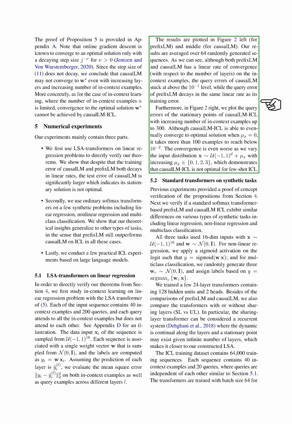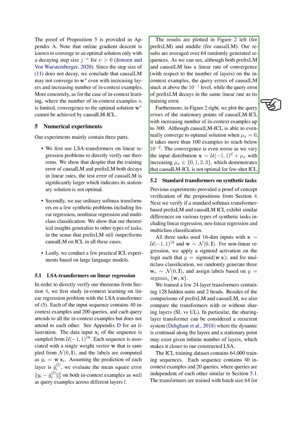Secondly, we used standard softmax transformers on a few artificial problems, including linear regression, nonlinear regression, and multiclass classification. We found that our theoretical insights apply to other types of tasks as well, with prefixLM consistently outperforming CausalLM on in-context learning, ICL, in all these scenarios. Lastly, we carried out a few practical ICL experiments using large language models.